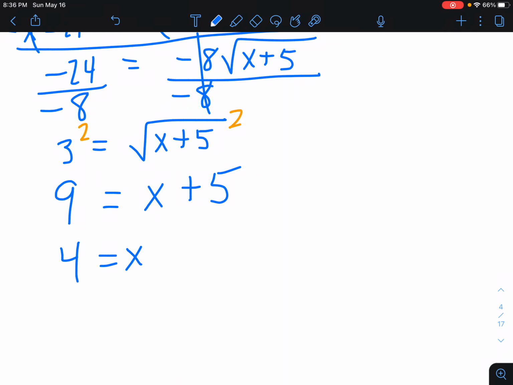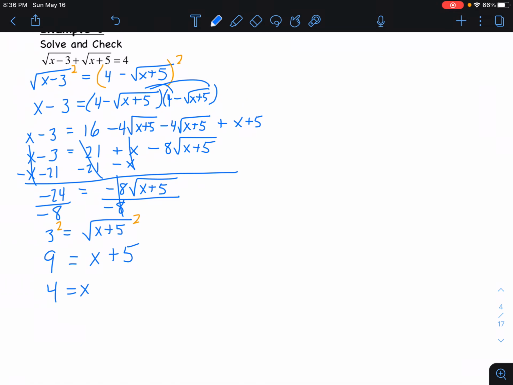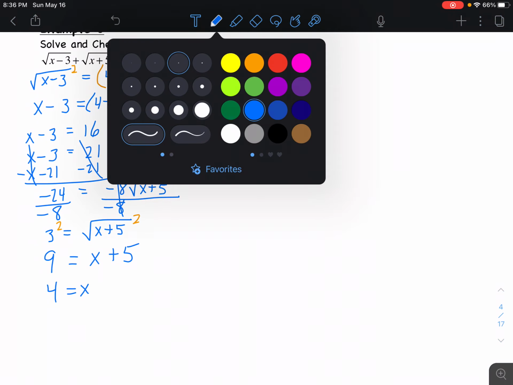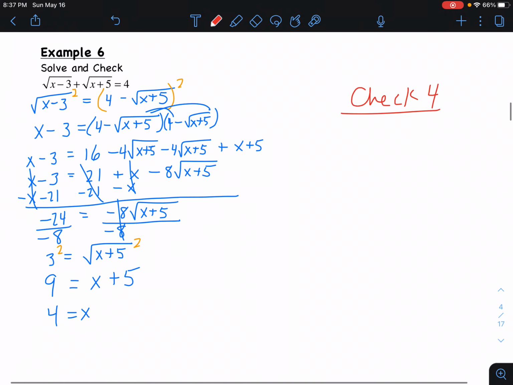4 is x. So we just got one answer here, but we are going to check to see if it is, in fact, going to check out. Check 4. Is it going to be a real solution or an extraneous solution?